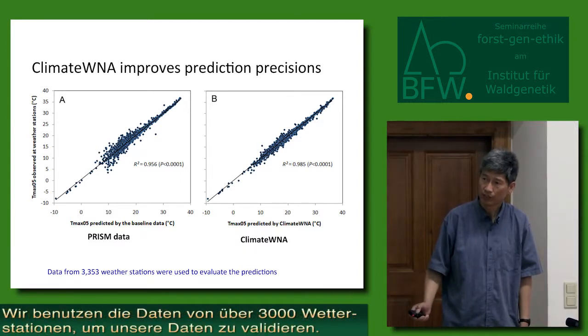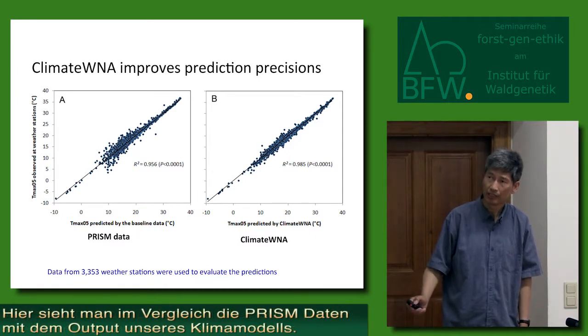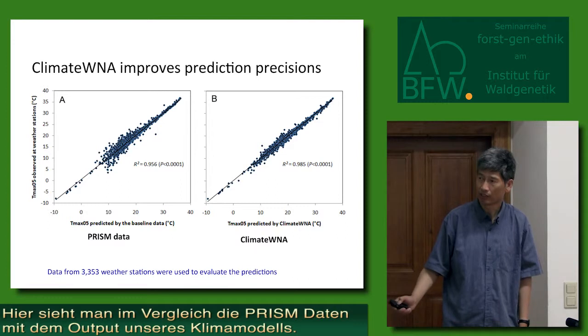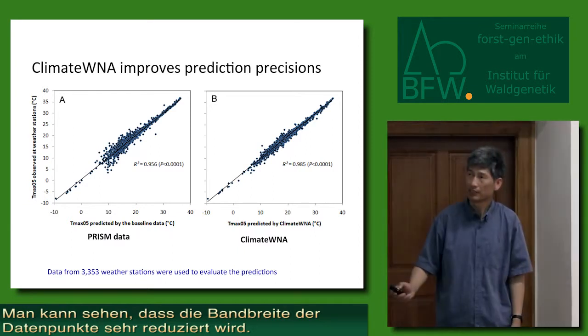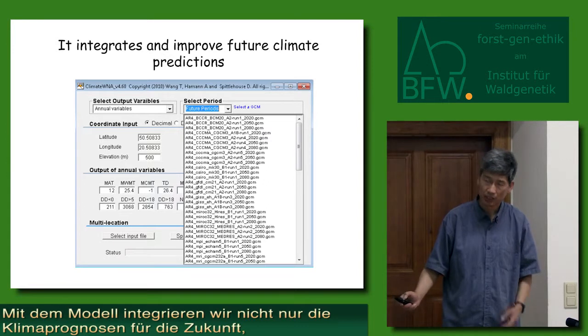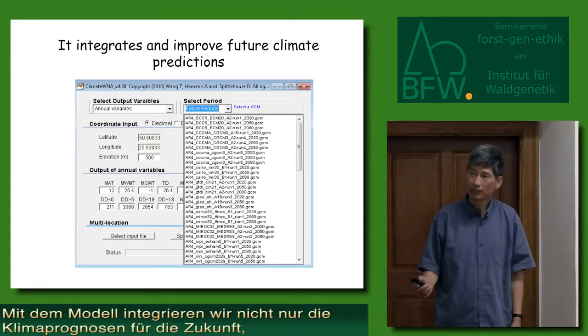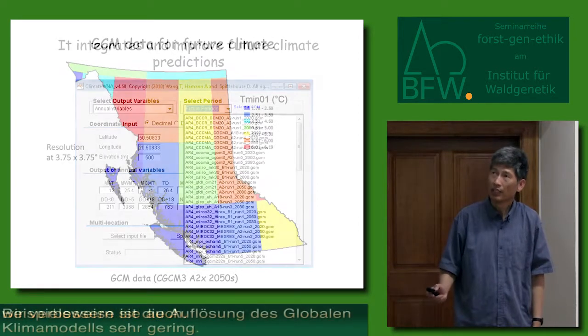When we used over 3,000 weather station data to validate our output, here is the original PRISM data, here are the weather stations, and here is our climate model output. You can see the spread of the points is reduced a lot. We integrate the future climate projections, and we not only integrate them, we also improve them.